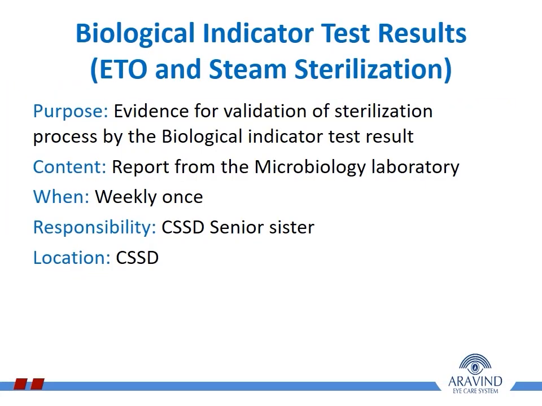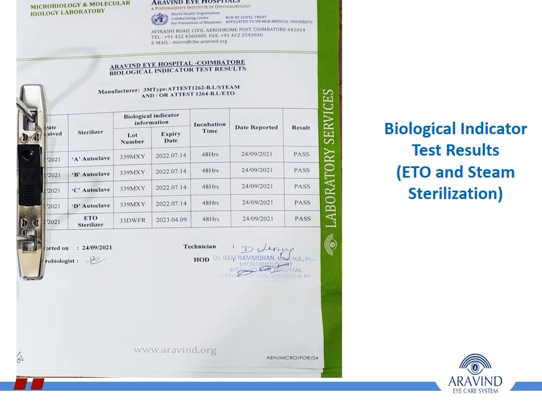Next is the biological indicator test results for both ETO and steam sterilization. The purpose of this record is to maintain evidence for validation of the sterilization process by the biological indicator test results. It contains the report from the microbiology department. It is done once a week, and the register is placed in the CSSD room, and the CSSD sister is responsible for maintaining it. This picture shows the biological indicator test results of both the ETO and the steam sterilization.